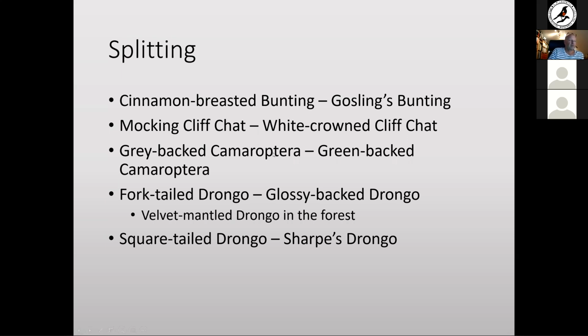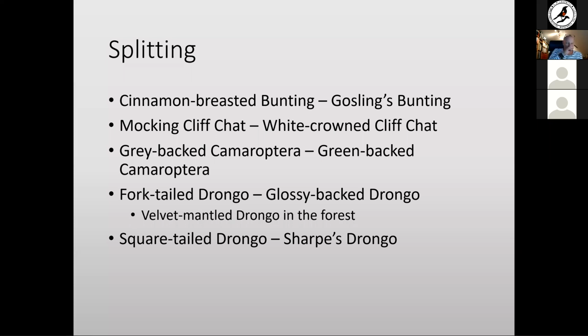Grey-backed camaroptera is what we have in Nigeria, but it's still a bit confusing there. But green-backed camaroptera is in Southwest Africa, and not here. Fork-tailed drongo has been split to glossy-backed drongo. The problem for us atlasers is that glossy-backed drongo is not in the database, so up to now, we need to continue with fork-tailed drongo. And then the fork-tailed drongo or the glossy-backed drongo's sister or brother in the forest is Yellow-billed mantled drongo. So this is a complication.